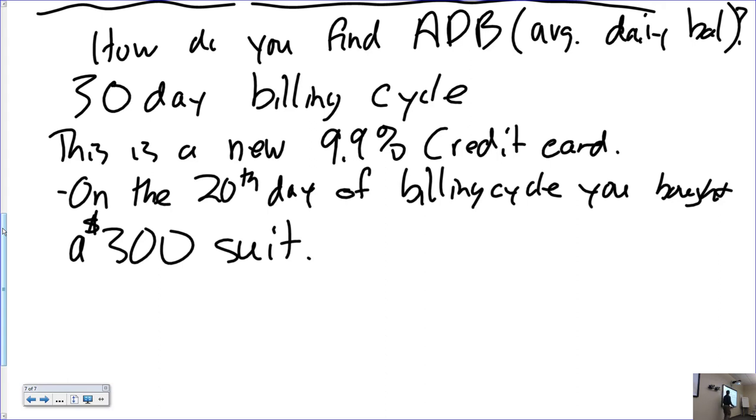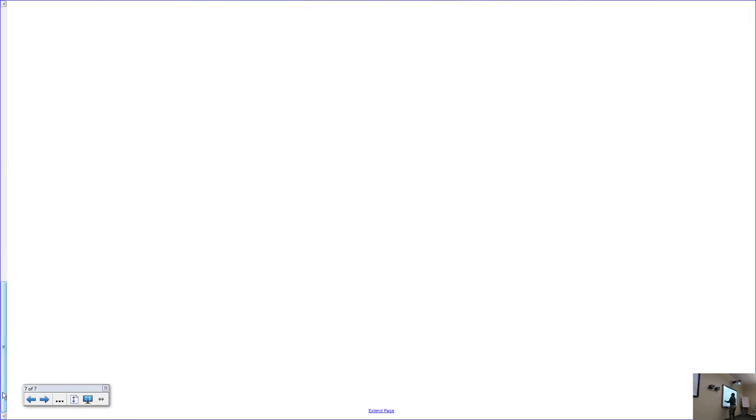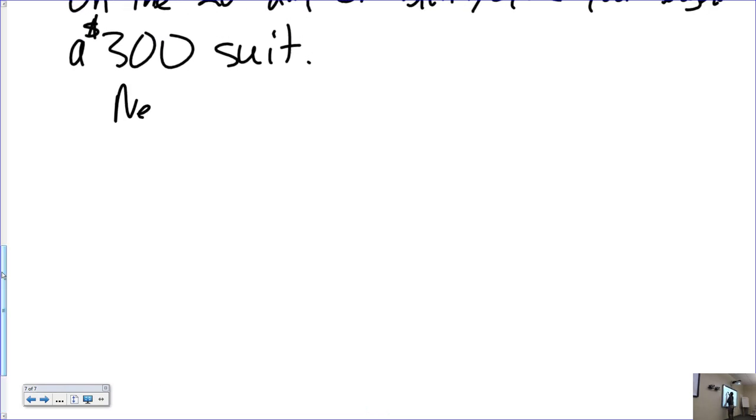So, first off, folks, what does this A stand for? Average. How do we compute averages? Add up the numbers, divide by the number of numbers. Now, this is the average daily balance. How many days are in this billing cycle? 30. So how many numbers do I need to have? 30. Good. Okay. So we need 30 numbers to compute the average.